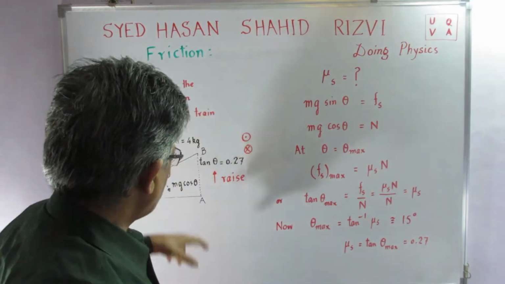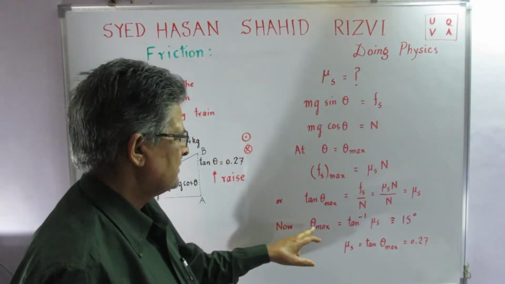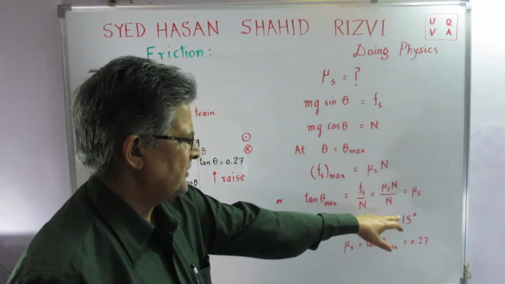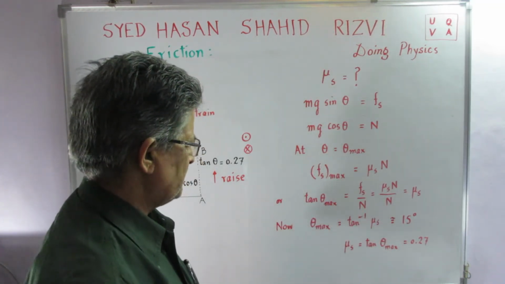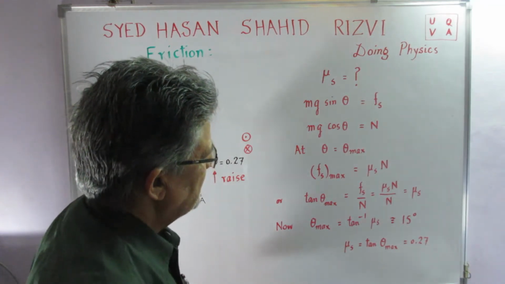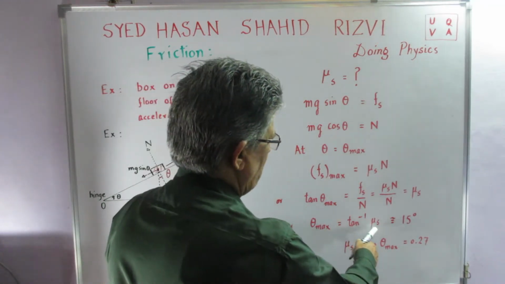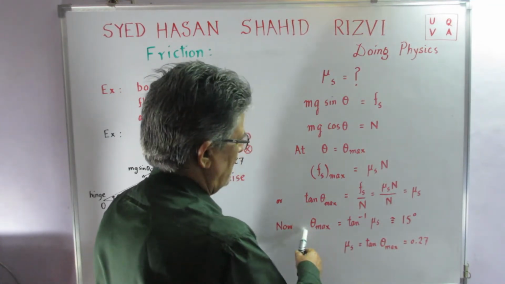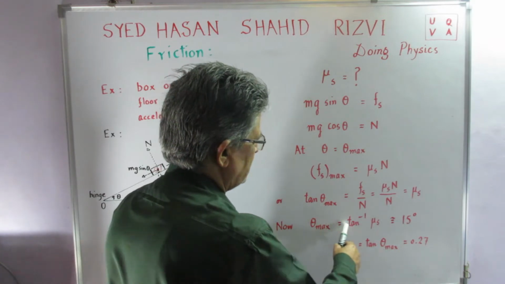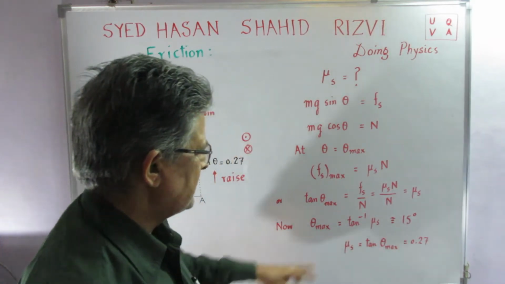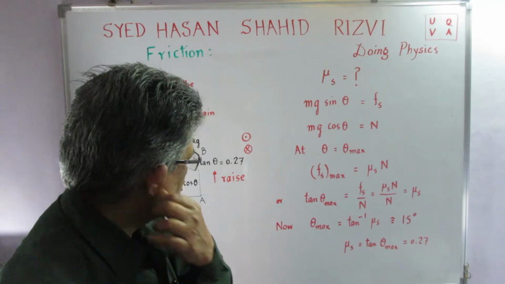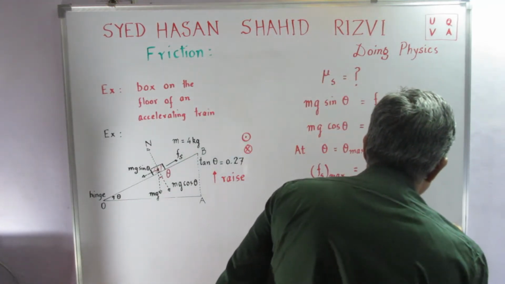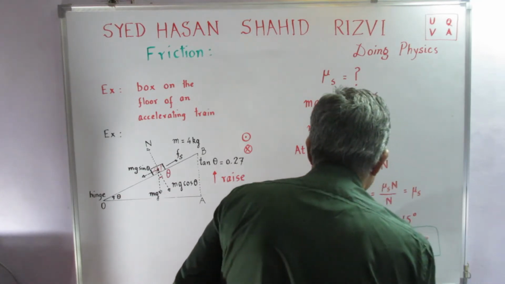Now it has been described in the problem that theta max is equal to tan inverse of mu s, and this is approximately given as 15 degrees. So when I try to find the value of mu s, I take the tangent on this side and the tangent on this side. Tan and tan inverse cancel out, and mu s becomes equal to tan theta maximum, and this is 0.27.